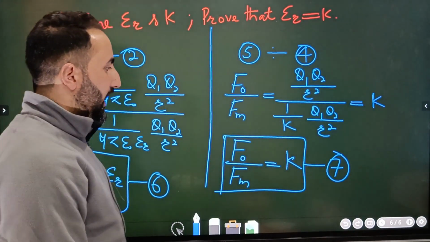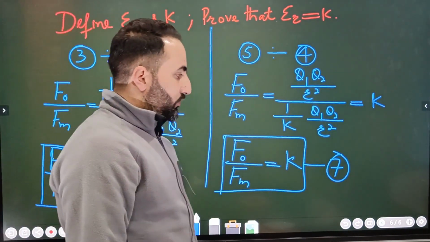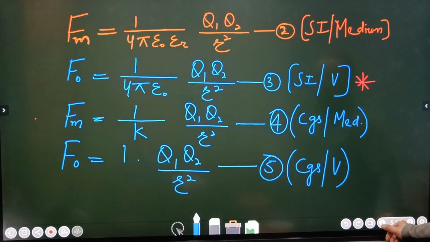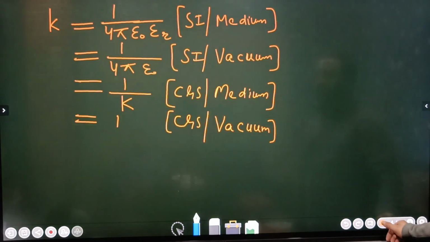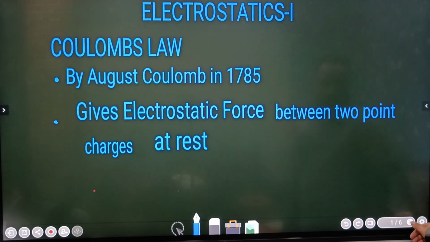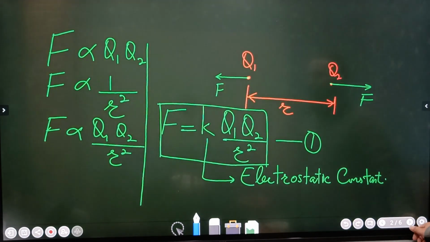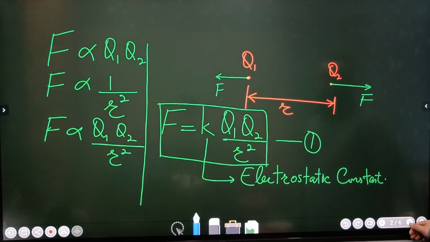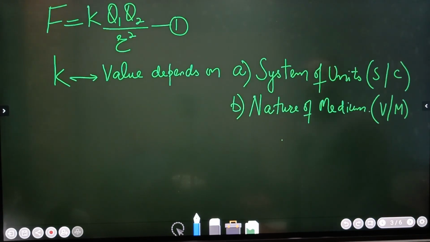I'm sure you have understood everything up to here. Quick review: we started with Coulomb's law, where F is proportional to q1 q2 divided by r square. Then the constant of proportionality is k. The value of k depends on how many factors? It depends on 2 factors.